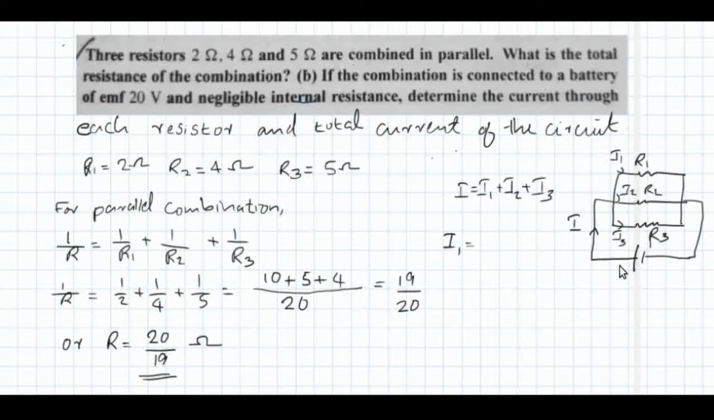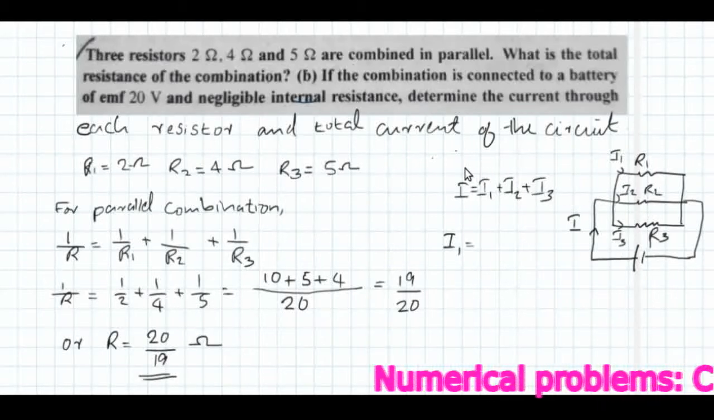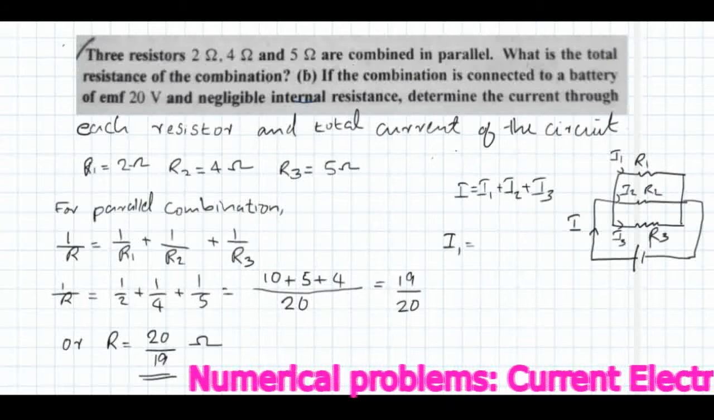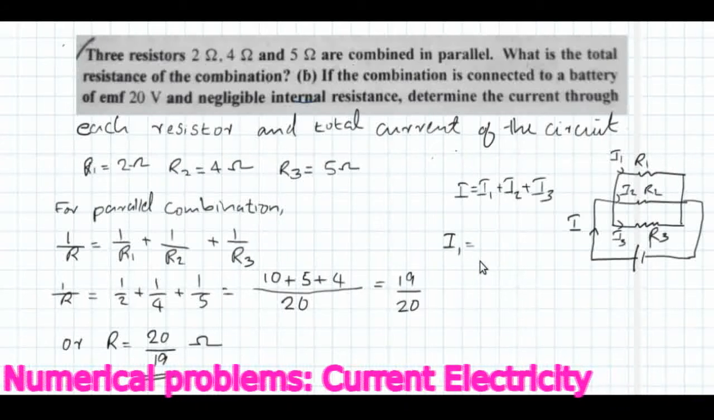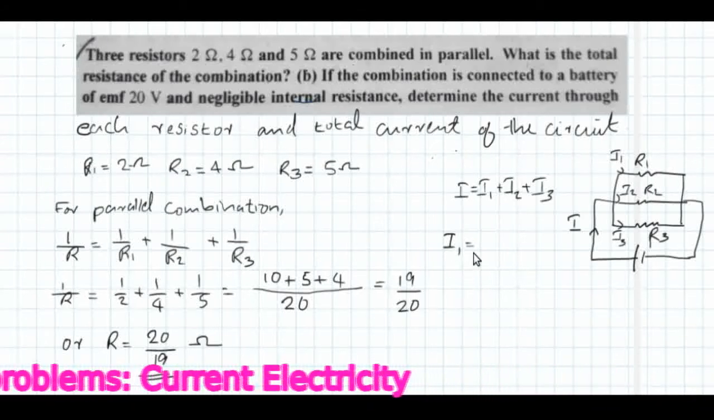So I is the current coming from the battery. At this junction it will branch out as I1, I2 and I3, so that I1 flows through R1, I2 flows through R2 and I3 flows through R3. So I1 plus I2 plus I3 gives the total current I.